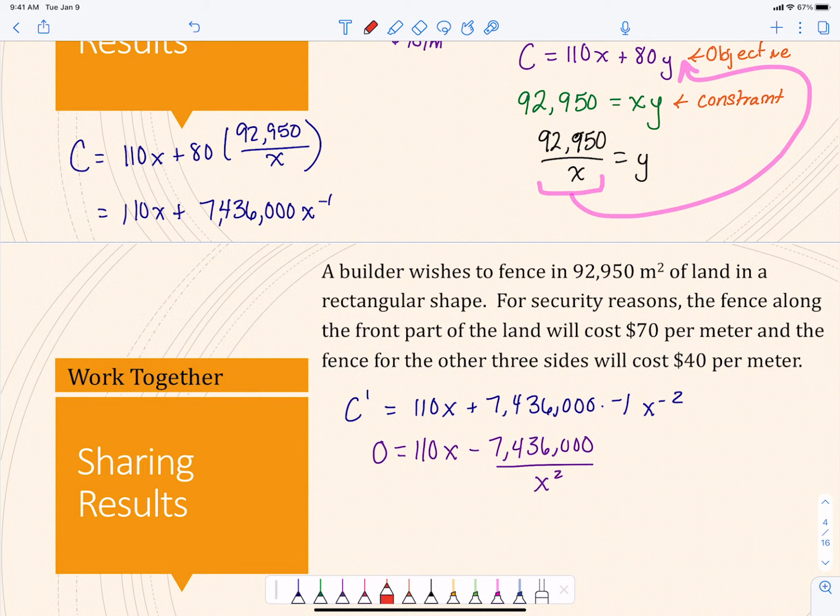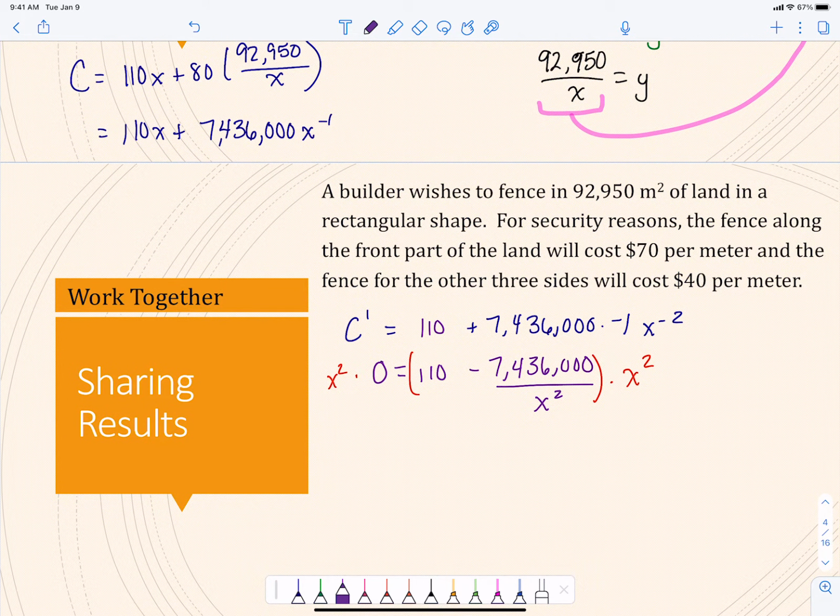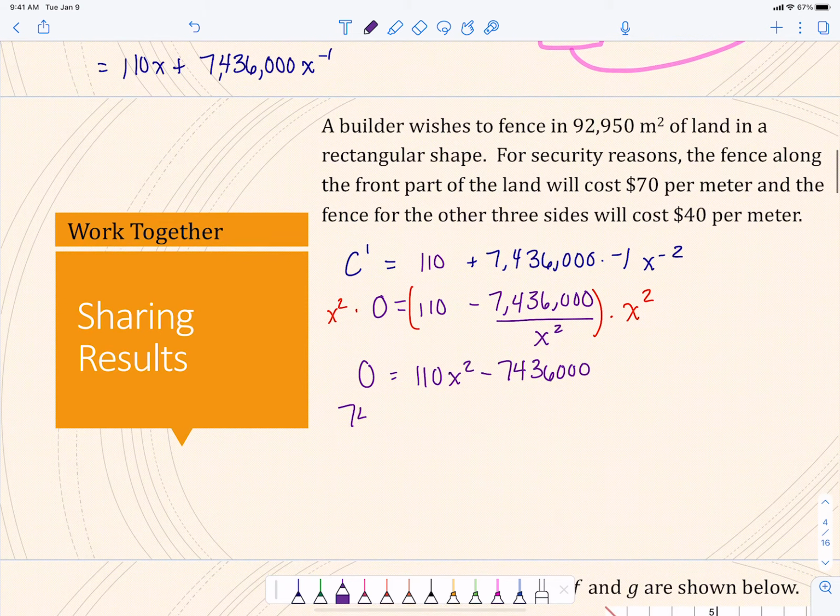We have solved a bunch of problems like this before. Oh, there's no x on our derivative. It should just be 110. So let's write that out a little bit nicer. If we want to clear out this fraction, we multiply both sides by x squared, and that cancels it out. It puts an x squared multiplied by our 110, but that makes things much easier in terms of solving. We just need to solve for x squared. So we add that 7 million number to both sides and then divide both sides by 110.